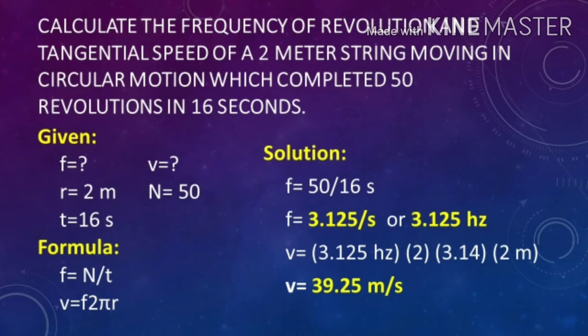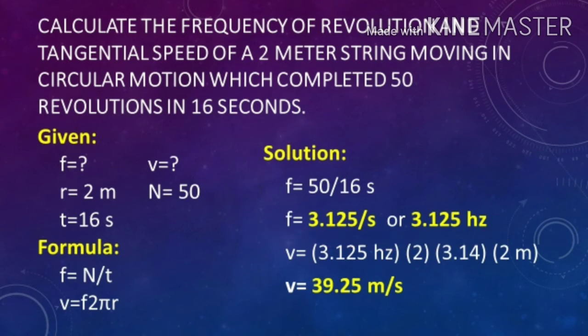First you must solve first the f, the frequency of revolution, because you can't solve tangential speed without frequency of revolution. F is equal to 50, which is your n, divided by 16 seconds, which is your time. The answer would be 3.125 per second or 3.125 Hz.